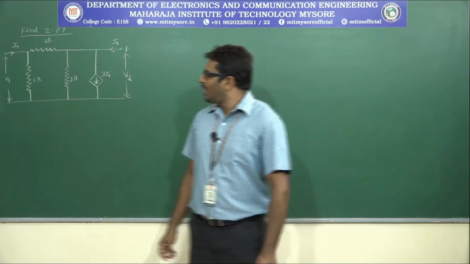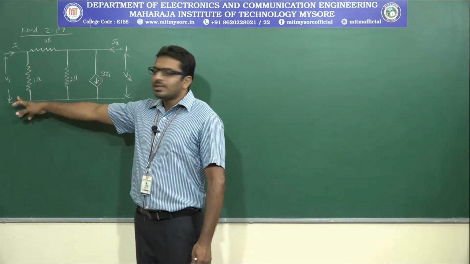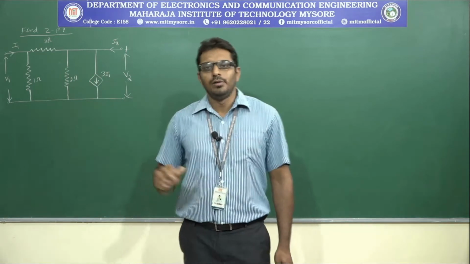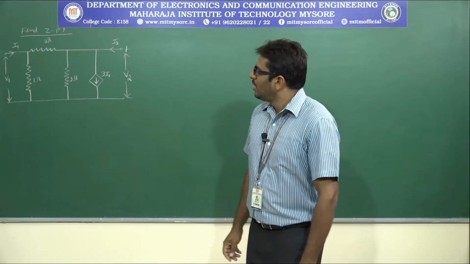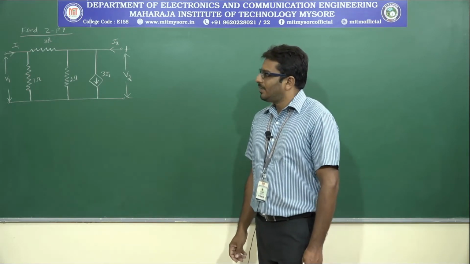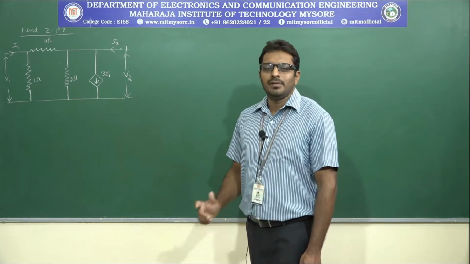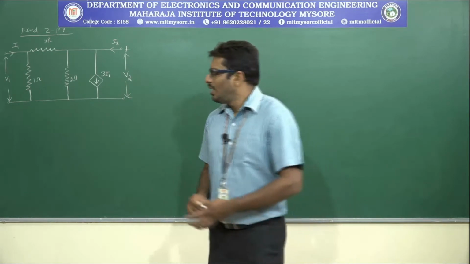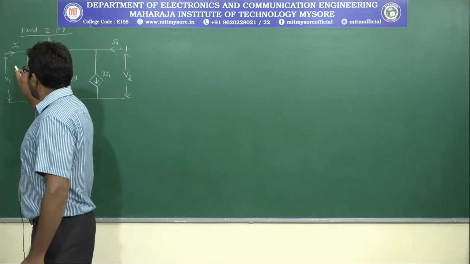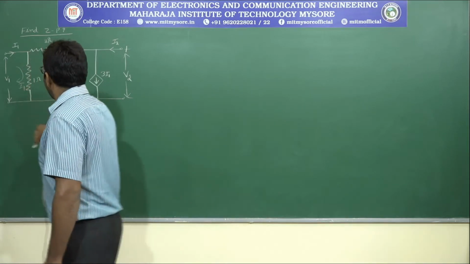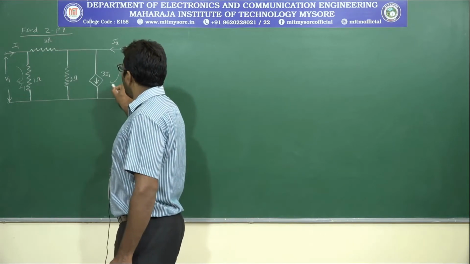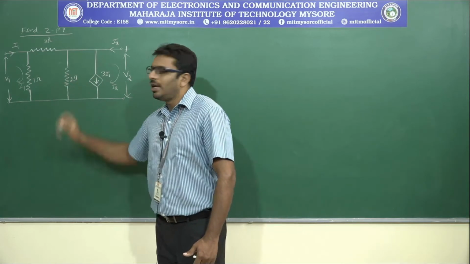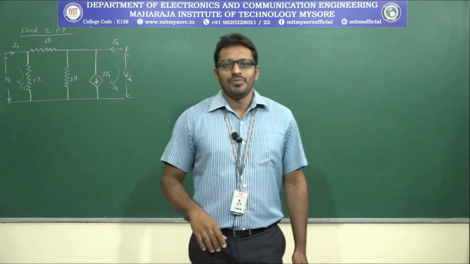How many loops are there? This is the input port and this is the output port. We can see two more intermediate loops in this circuit. But the standard equation of Z parameters consists of only two variables, I1 and I2. In any two-port network, the current in the first loop is always I1 and the current in the output port is I2. So we need to express the intermediate loop currents by some other variables.